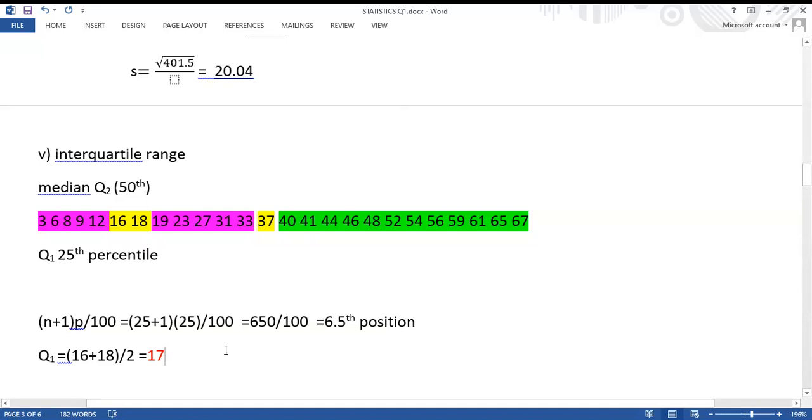Any questions before we find Q3? Yes, sir. On our formula here, there is n plus 1 and p divided by 100. Why is it that p is 25 and n is 25? P represents the 25th percentile. N, remember, represents the number of numbers in this data set. N is the number of data values in the data set.